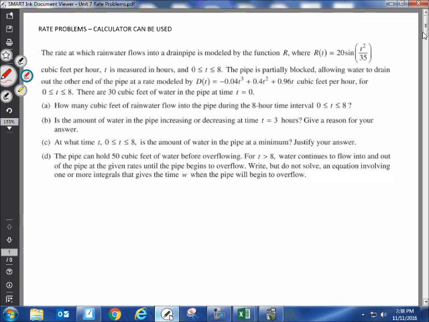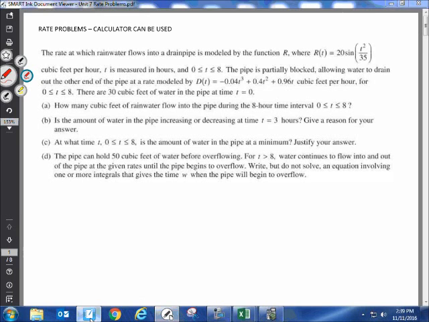I could take the antiderivative of this if I wanted a function that would model the total amount of water that drained out of the pipe. However, I don't have an initial condition for this antiderivative. I don't know that at time 0, this amount has drained out of the pipe. We can assume it's 0, but maybe it's something else. So I don't have this C to help me find C.